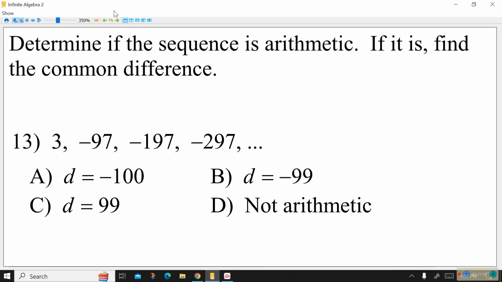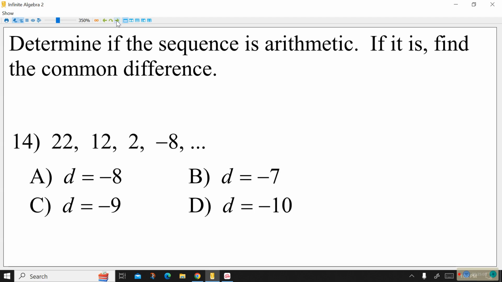So now we'll take a look at number 14, and let's see what you guys get here. Maybe pause it and try to figure out what you think the value is.